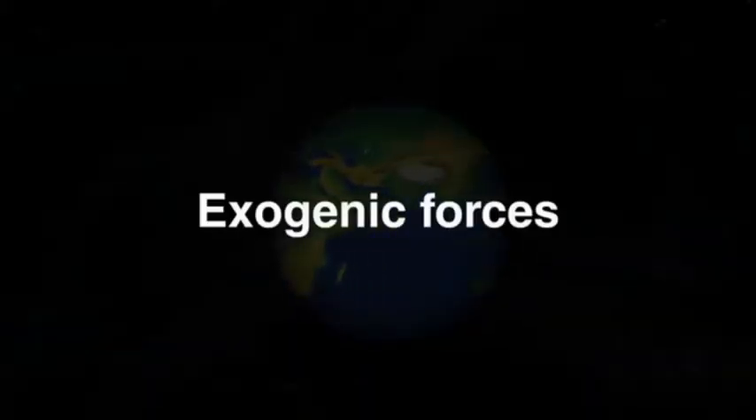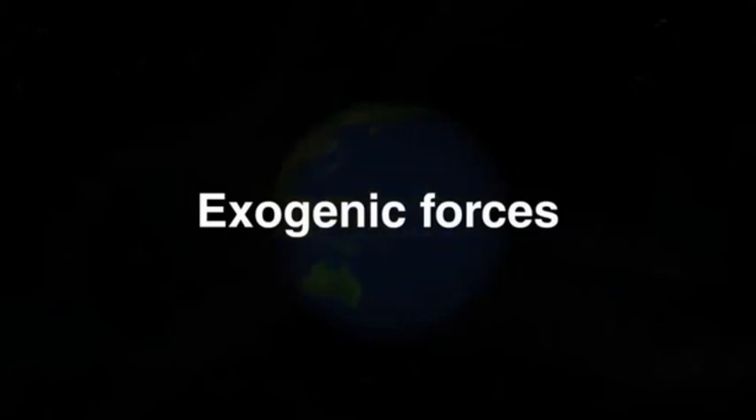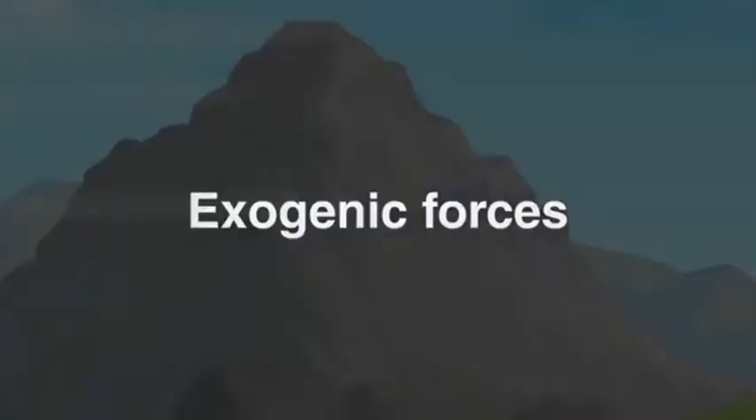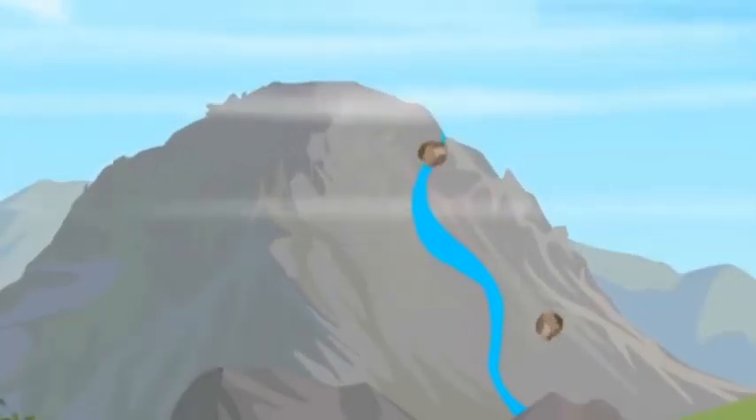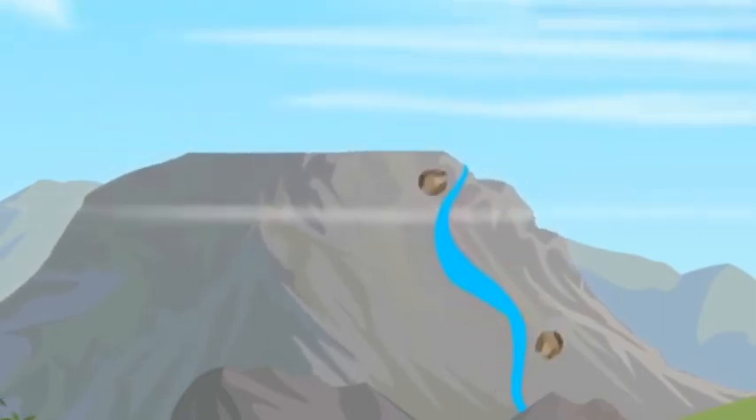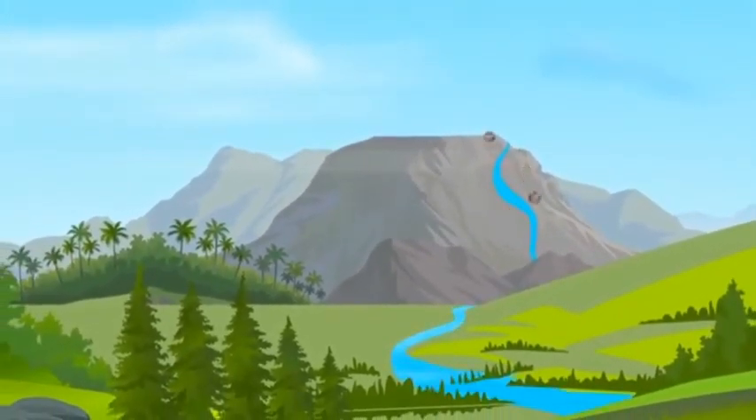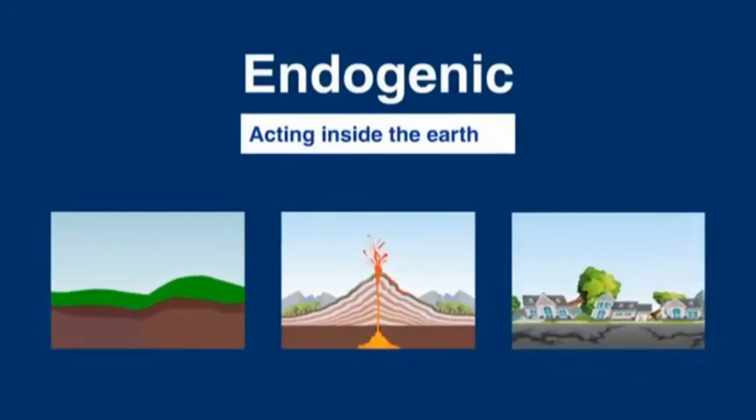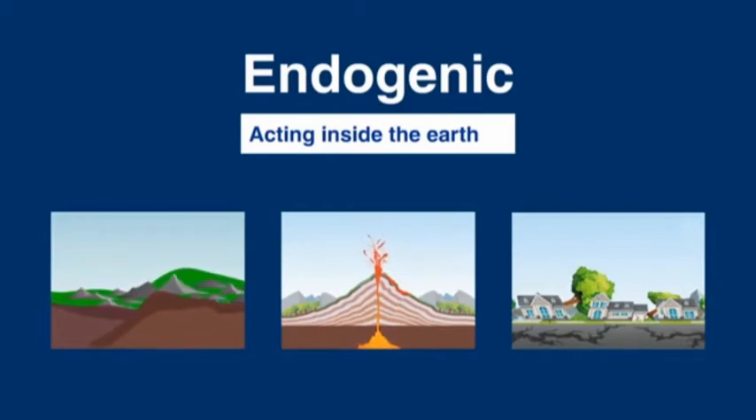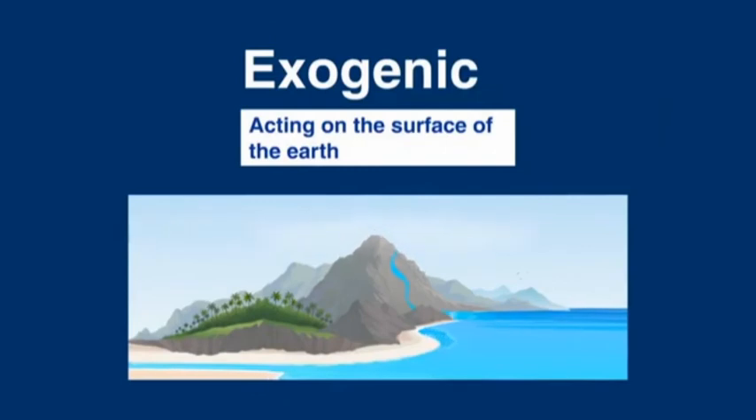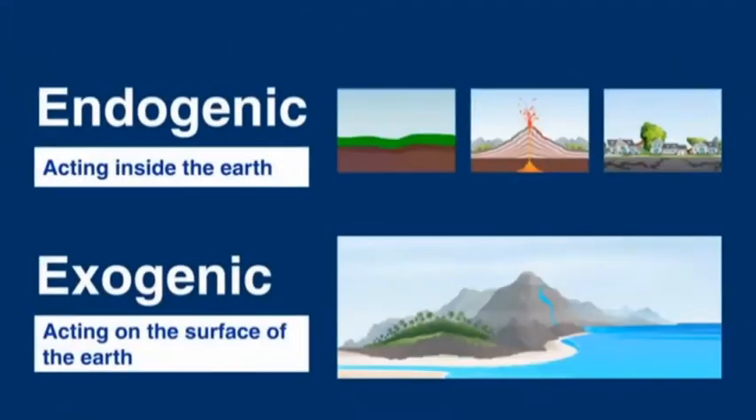Now, exogenic forces act on the surface of the earth, and these are visible to us. For example, the movement of wind, rivers and sea waves change the surface of the land. Mountains become plateaus over time. Rivers erode mountains to form valleys and plains. So we learned about how mountains, volcanoes and earthquakes result from endogenic forces, whereas exogenic forces erode mountains over time into plateaus, plains and valleys.